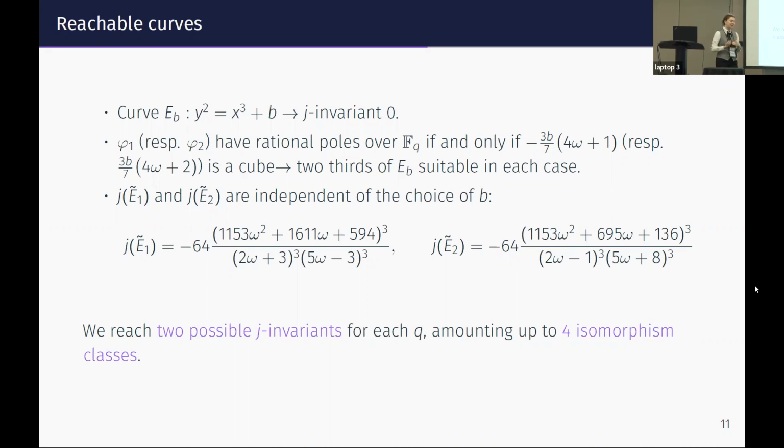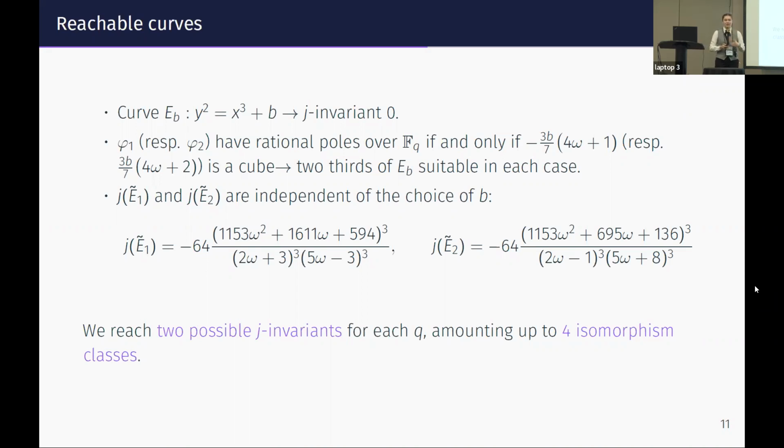So actually, what we are able to do here is that we can hash toward two possible j-invariants for each Q, and for each of these j-invariants, we can reach 4 isomorphism classes of curves.